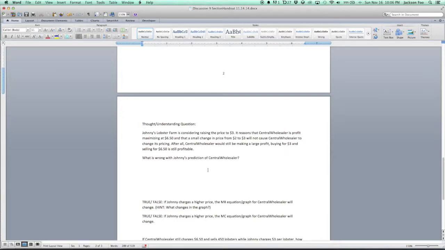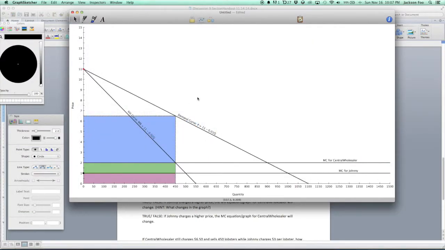Now, more of understanding how the principal agent problem works. Johnny's Lobster Farm is thinking of raising the price to $3. They know that central wholesaler is maximizing at $6.50, and so they're saying, if I add $1, if they're still gonna sell at $6.50, they're not gonna lose too much money. Is that right? The question tells you it's not. So what exactly is wrong?